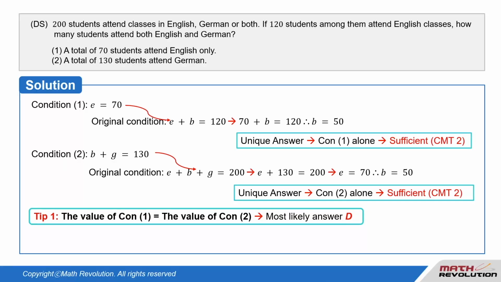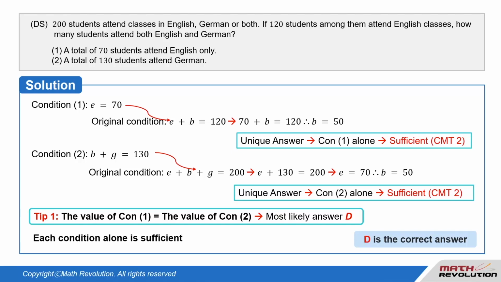Also, according to tip 1, it is about 95% likely that D would be the answer when the value of condition 1 is equal to the value of condition 2. Each condition alone is sufficient. This is a typical type of question that frequently appears on exams. Be sure to understand the answer is D because one more equation is required from the original condition, and condition 1 equals condition 2. This is the secret of the variable approach. So D is the correct answer.